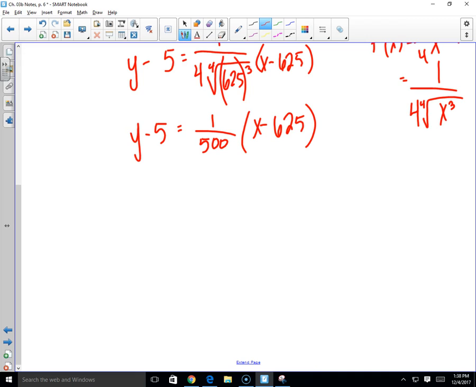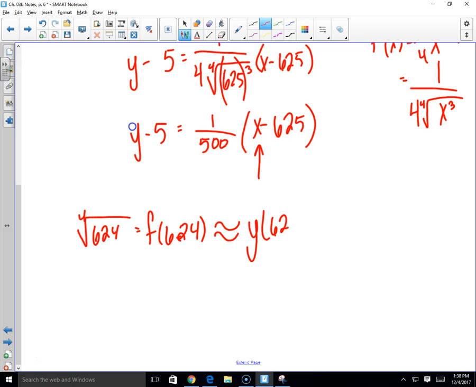What was the whole point? We have a tangent line. We're trying to approximate when the inside or the x is 624. We're trying to do the 4th root of 624. So where does that 624 go? Inside. So I can say the 4th root of 624, which is f of 624, is going to be approximated by y of 624, which is, get the y alone, add 5.